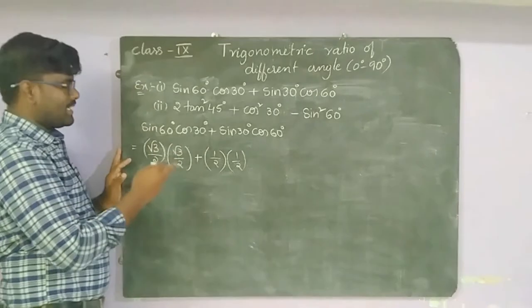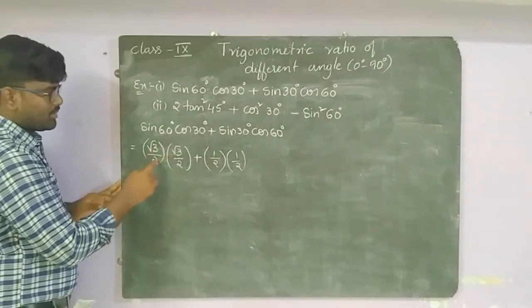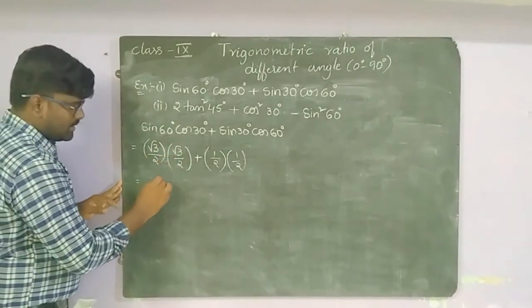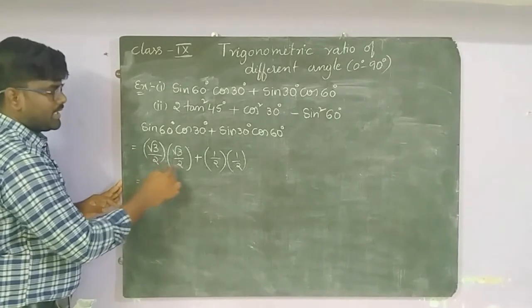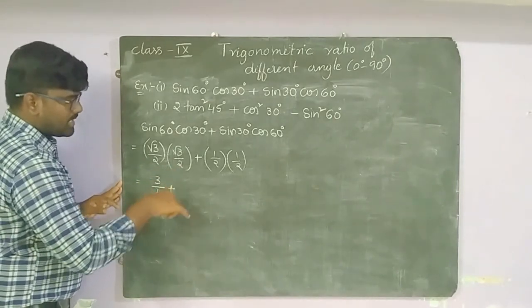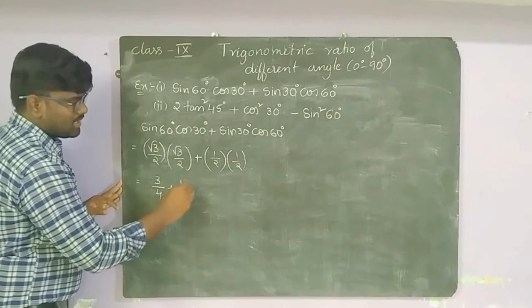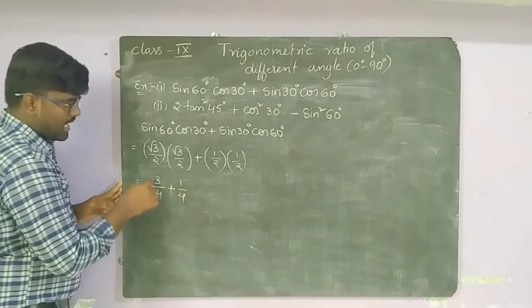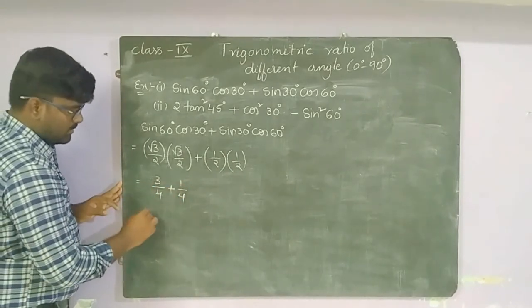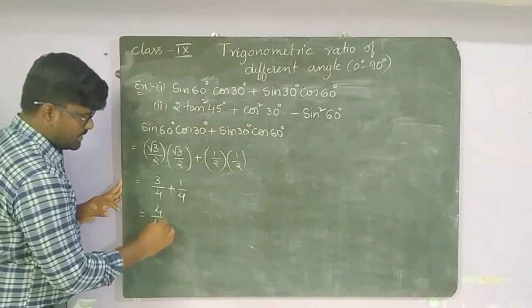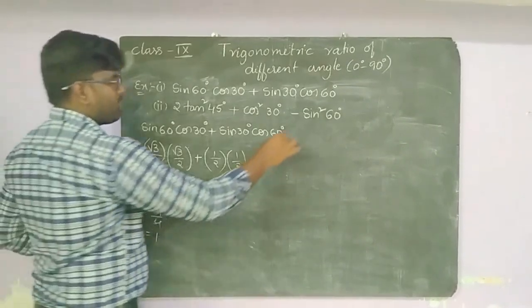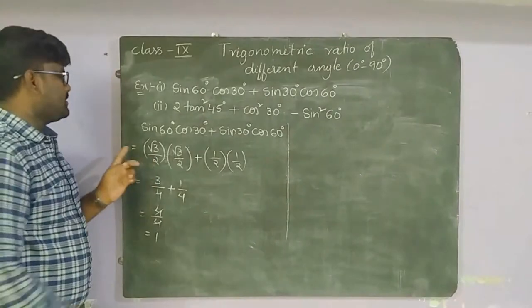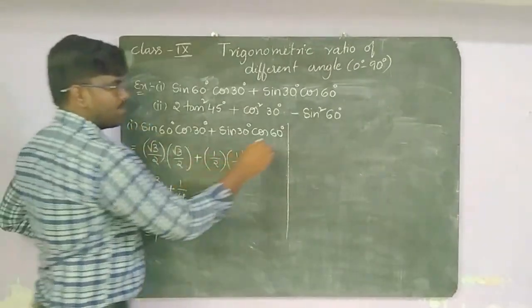Just remember the table and you can get these values. Root 3 by 2 into root 3 by 2, root 3 into root 3 is 3, 2 into 2 is 4, plus 1 by 2 into 1 by 2 means 1 by 4. When you add 3 by 4 plus 1 by 4 it means 4 by 4, which is 1. In the same way, observe the second one.